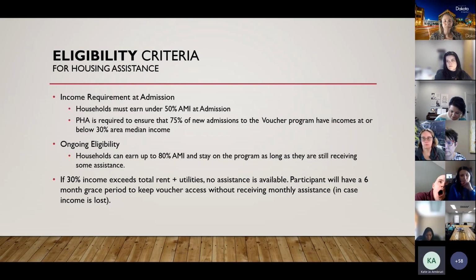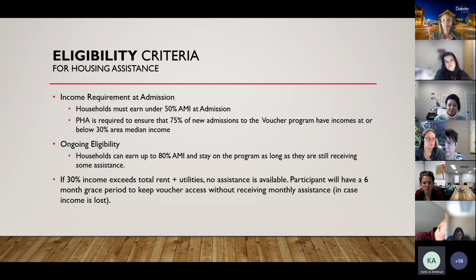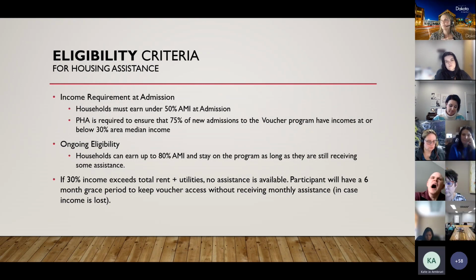For eligibility criteria, income requirements vary based on the county that you're in. This is something that we don't by any means expect non-housing providers to know off the top of their head, but you can look it up on HUD's website if you so choose. Otherwise, your housing authority would have that information readily available. If you want to go to the next one.